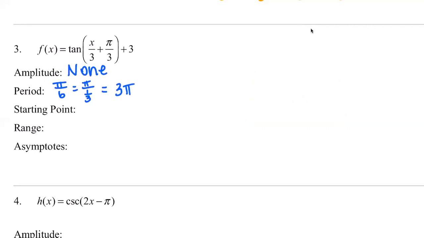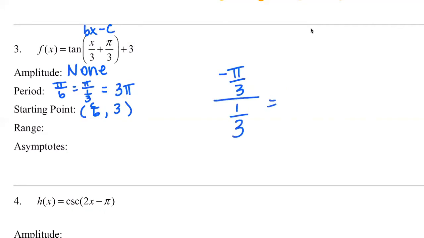Now the starting point, we still take C over B comma D. We can recognize that our D value is 3. So I'm going to go ahead and fill that in now. Now for C over B, remember this is BX minus C. So I see that our C value is negative pi over 3 and our B value is 1/3. So what's happening is we have negative pi over 3 times the reciprocal. So C over B is going to get us negative pi.